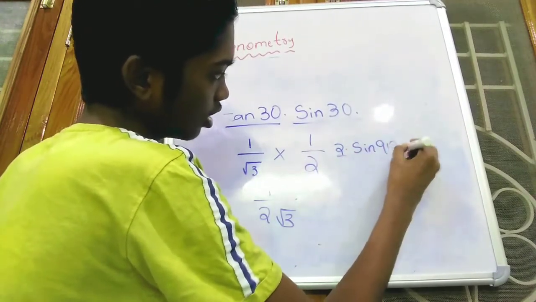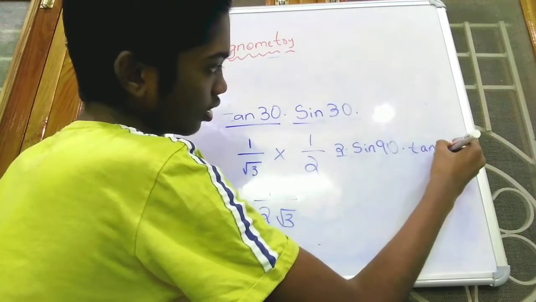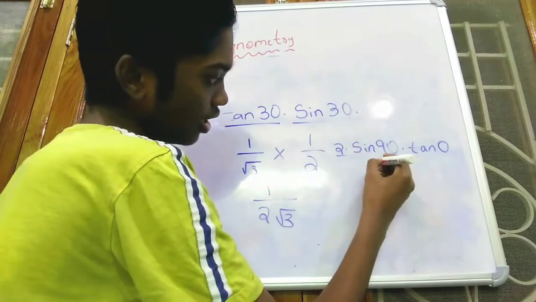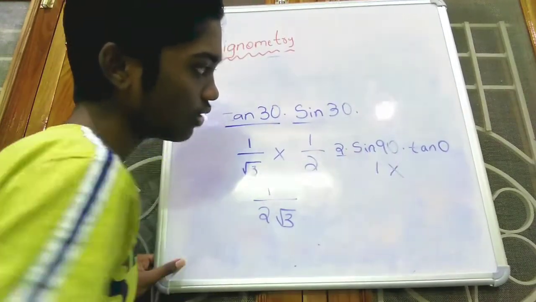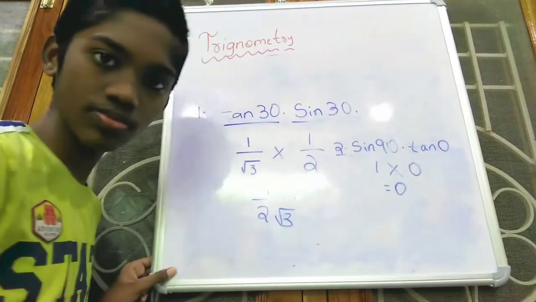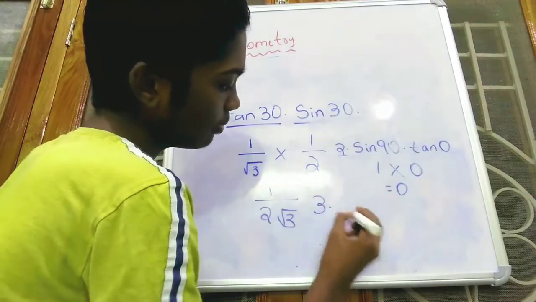Sin 90 into tan 0. The value of sin 90 is 1, multiplied with tan 0. Tan 0 is 0 and the answer is also 0. We got the problem. And one more problem.